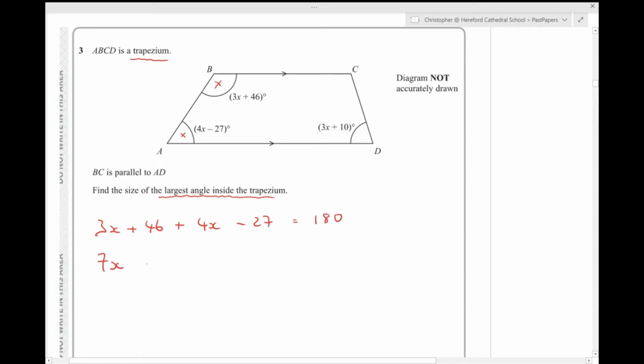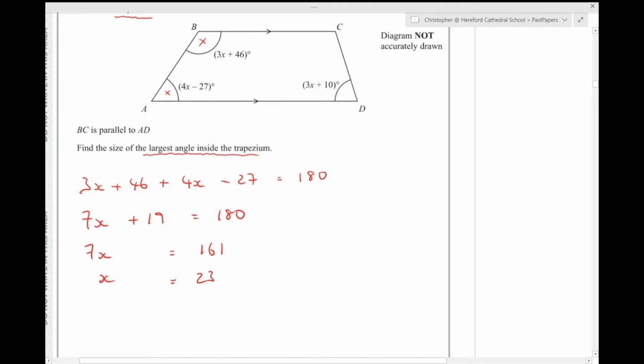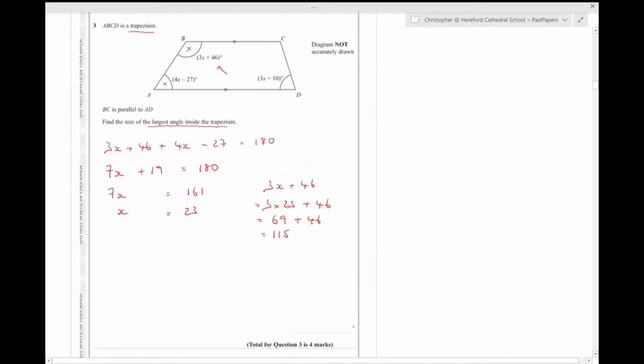Right, tidy up that left-hand side. I've got 7x plus 19 equals 180, minus 19 from both sides, and 7x is 161, which tells me that x, dividing by 7, is 23. Now, I'm asked to find the largest angle inside the trapezium. That's this one. So I need to find the value of 3x plus 46, and I know that x is 23, so it's going to be 3 times 23 plus 46. 3 23s is 69 plus 46, which gives me an angle of 115 degrees, and that is number 3 finished.